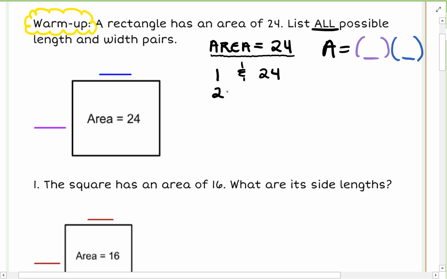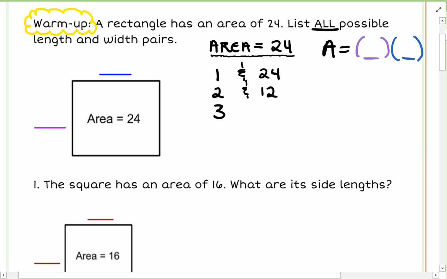The next number after 1 is 2. Does 2 go into 24? Well, 24 is an even number, and you can tell that by seeing that the number 24 ends with is a 4, and 4 is an even number, therefore 2 will go into 24 evenly. So let's say that 2 were my width. 2 times something does give me 24. Then my length would be 12, because 2 times 12 is 24.